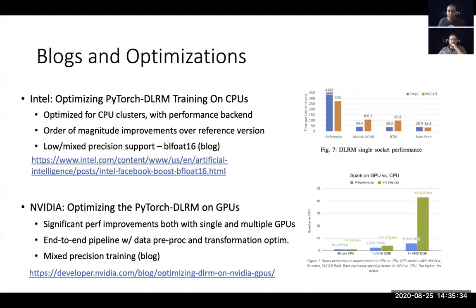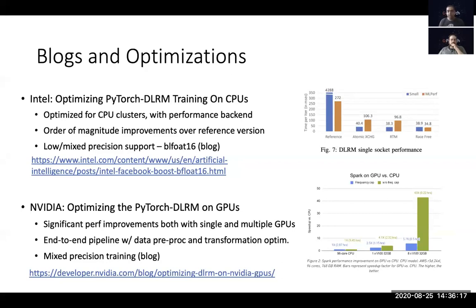I just wanted to also touch upon a few of the recent works where this has been adopted and embraced by the community and by vendors in general, hardware platform companies, to look at DLRM more seriously, optimizing it for their platform and ensuring that these optimizations are pushed back so that the wider community can benefit. We're calling out two such examples here. One is from Intel, where they've taken the reference version of PyTorch DLRM and not only optimized the PyTorch stack for CPUs, but also done DLRM-specific optimization, together with which they've seen an order of magnitude improvement over the reference version.